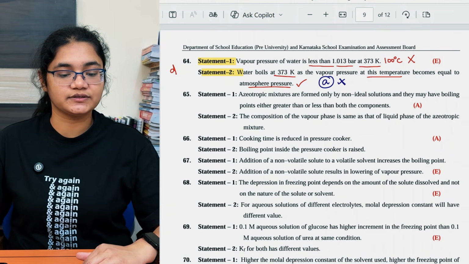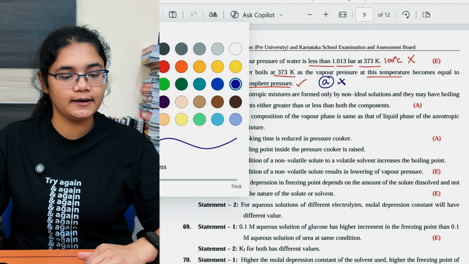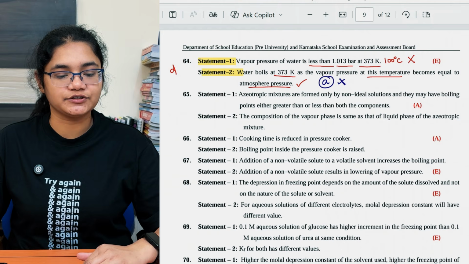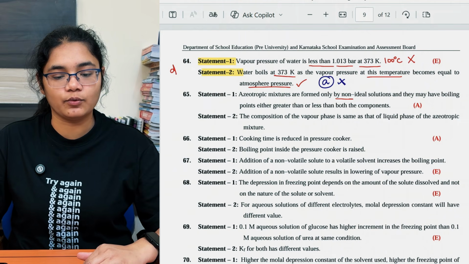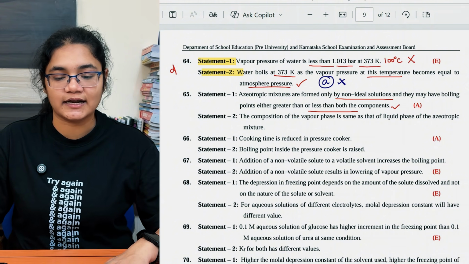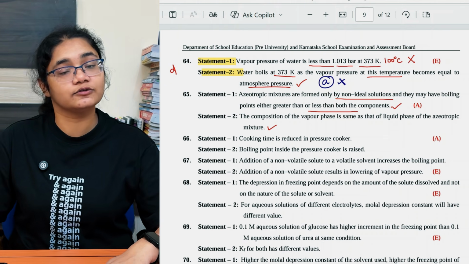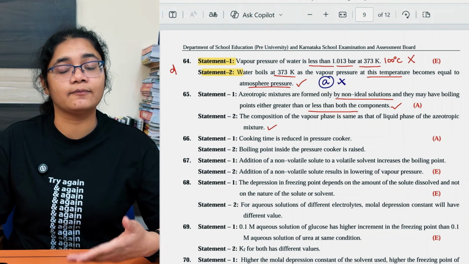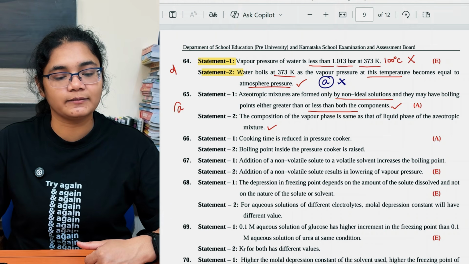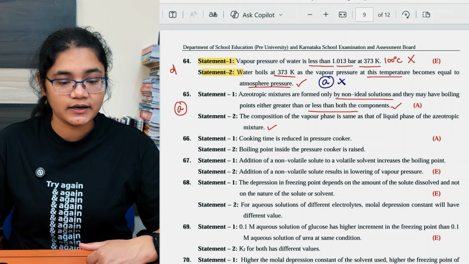Moving to the next question, question 65. You can see, azeotropic mixtures are formed only by non-ideal solutions and they may have boiling points either greater or less than both the components. Yes, that is a correct statement. Composition of vapor phase is same as that of liquid phase. That is also correct, and that is why we cannot separate them through steam distillation. So both the statements are correct. Option number A here.